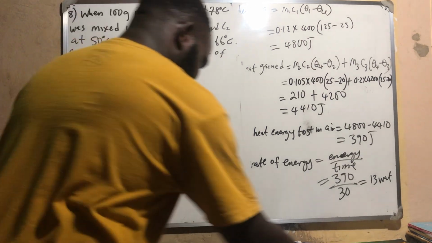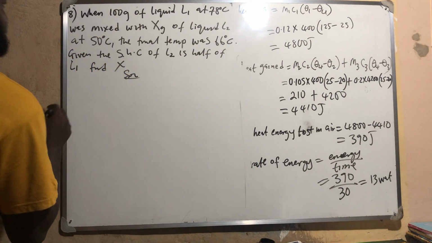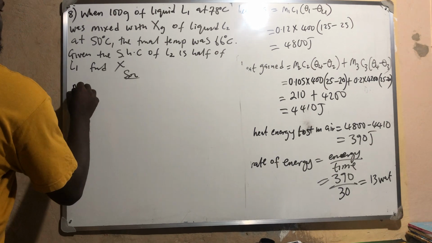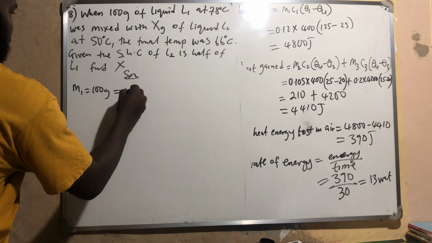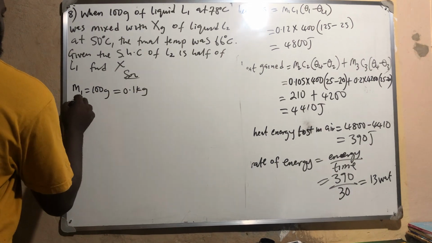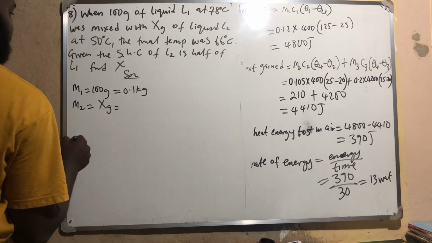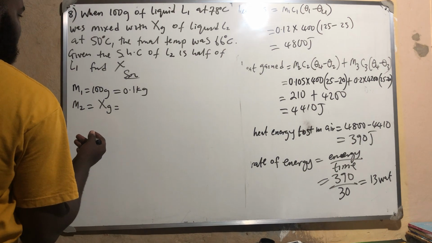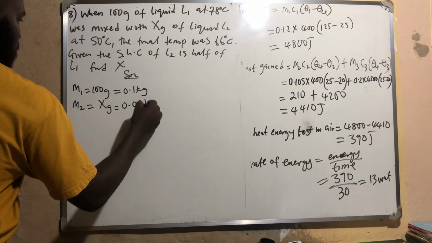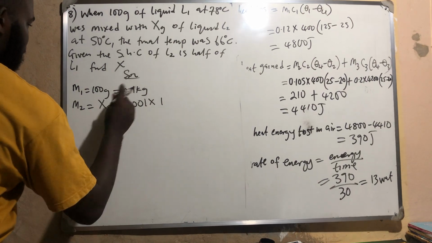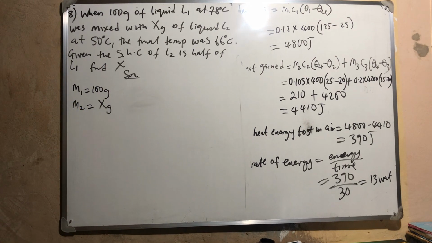So what do we do? To find our X, what do we do? So the first mass M1 is what? 100 gram, which is same as what? 0.1 kg. Okay? The second mass M2 is equal to what? X in gram. It can be 0.001x in kg if you want, but let me just leave everything in gram, no problem. I will still convert to kg.